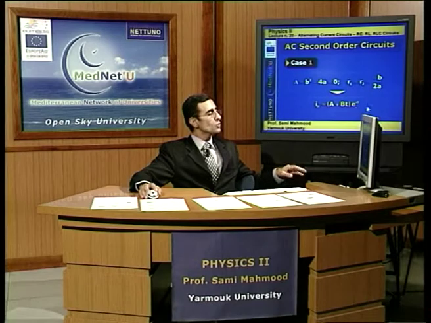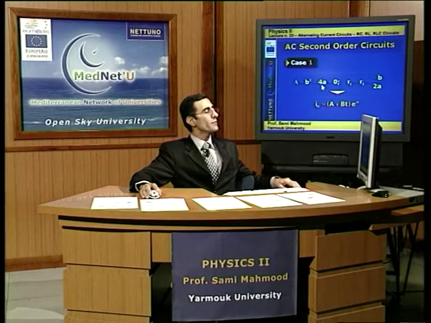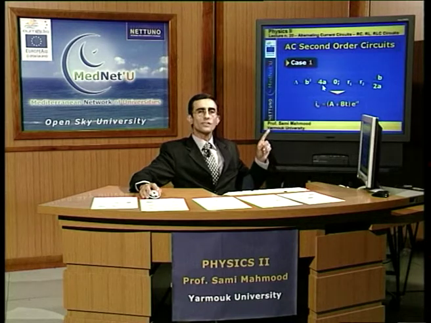So this is the solution in this case where the discriminator is equal to 0, and this case is called a critically damped case, a critically damped solution, critical damping situation.